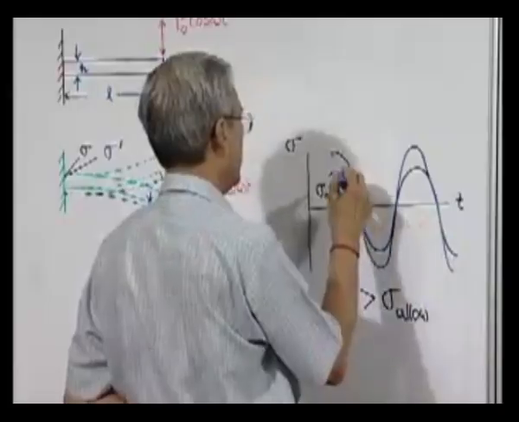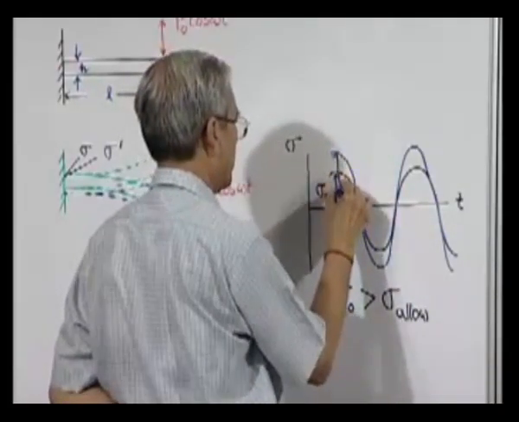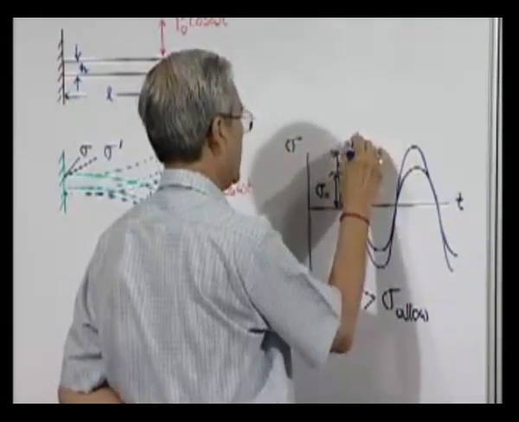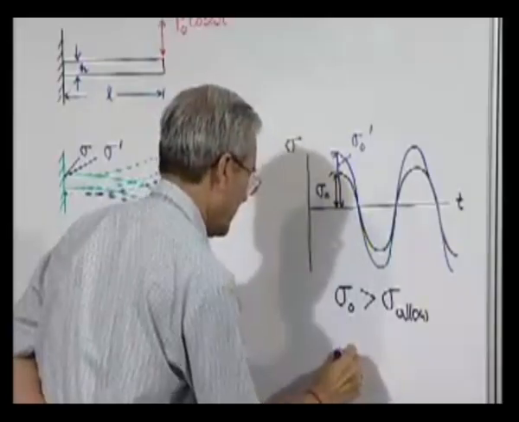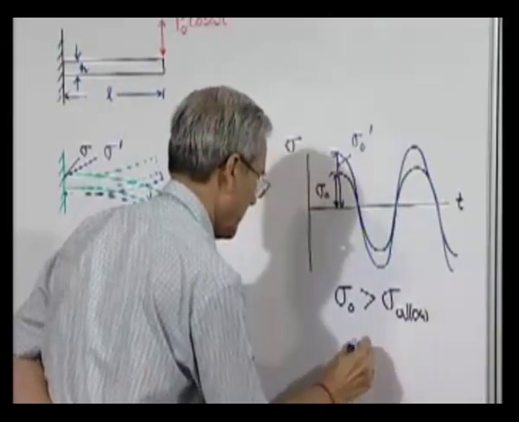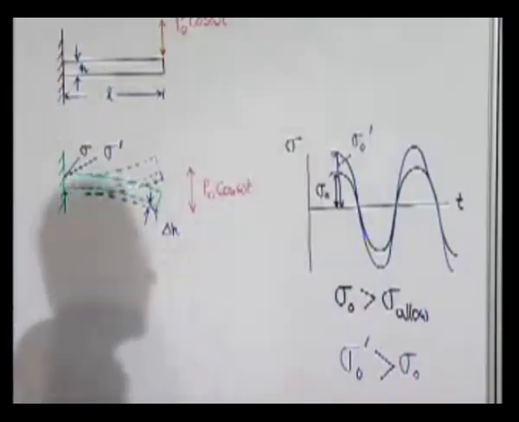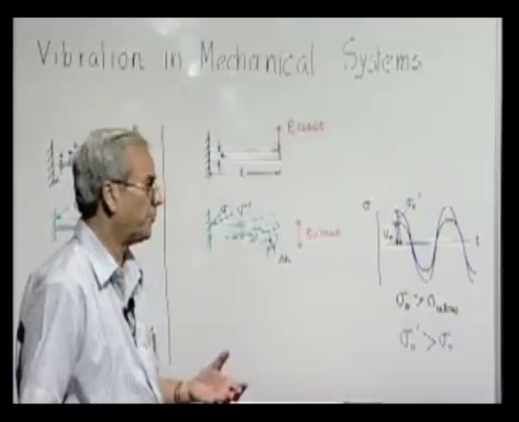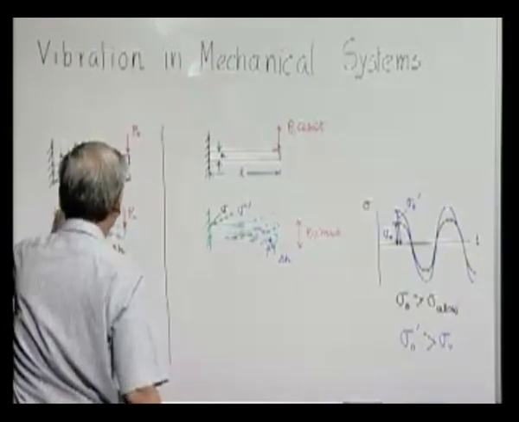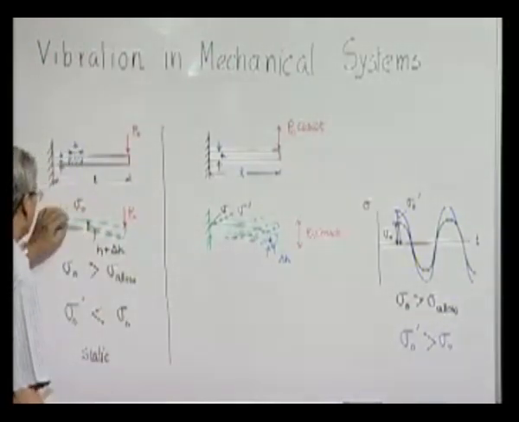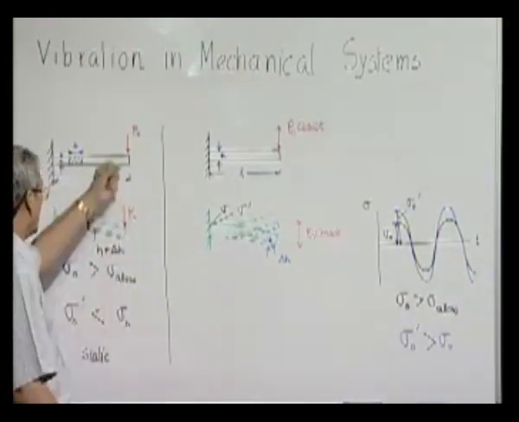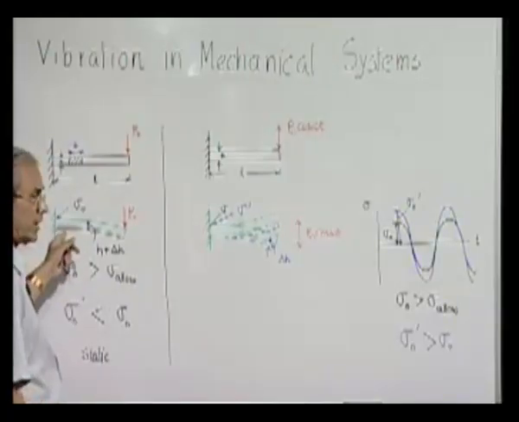you may find that sigma 0 prime is still greater than sigma 0, which is definitely not according to our intuitive feeling that increasing the thickness, making the whole thing stronger, so the same load will produce lesser stress.